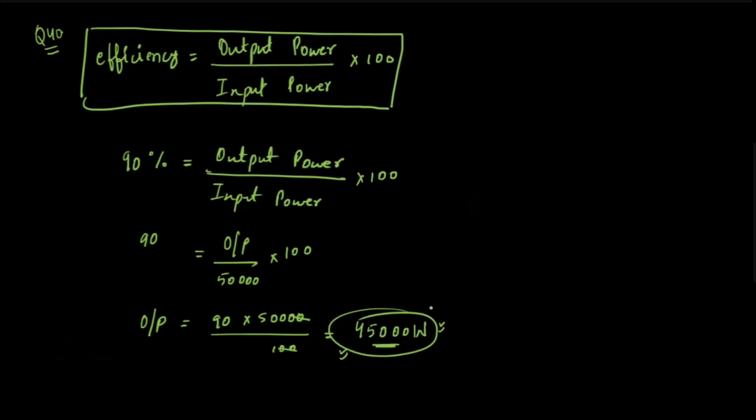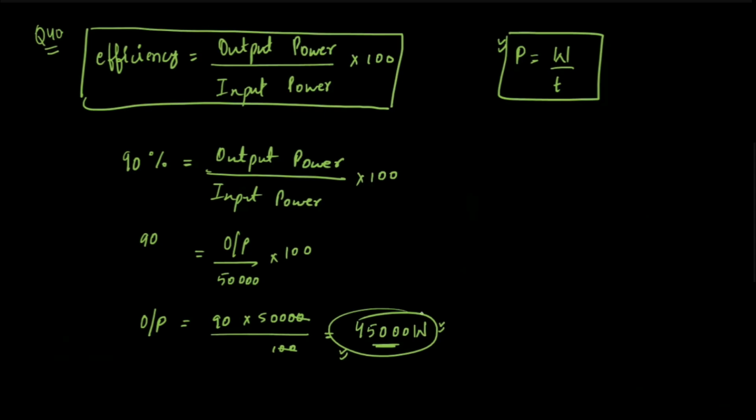Now the question is, it is 90% efficient. How long would it take to heat 50 gallons of water from 20 degrees Celsius to 80 degrees Celsius? How much time is it going to take? So how have we defined power? We have defined power as work done per unit time. So how much work it is going to do in a given time is equal to power.